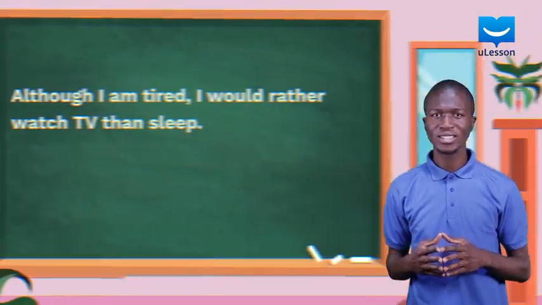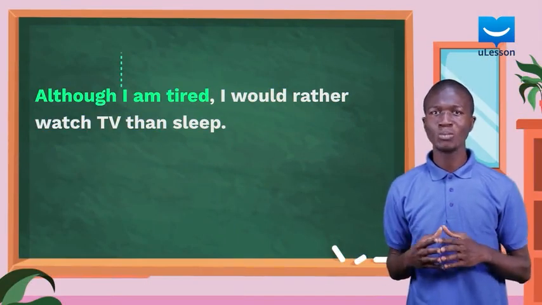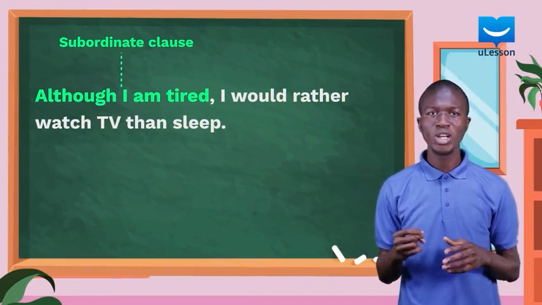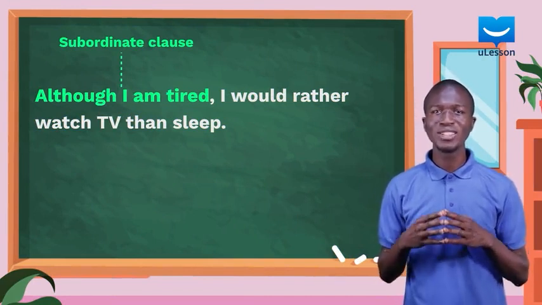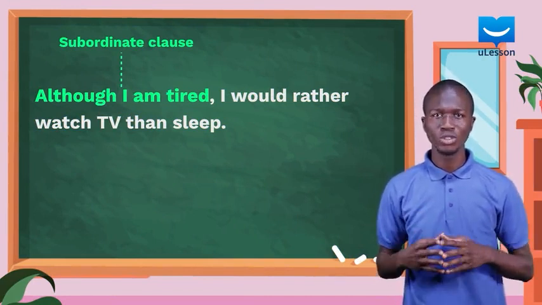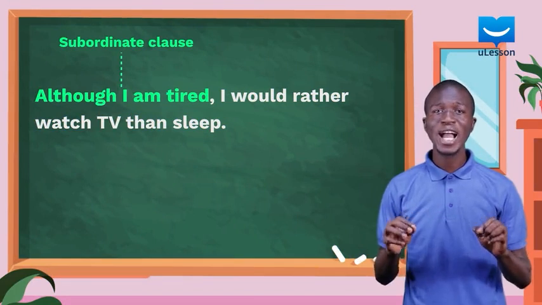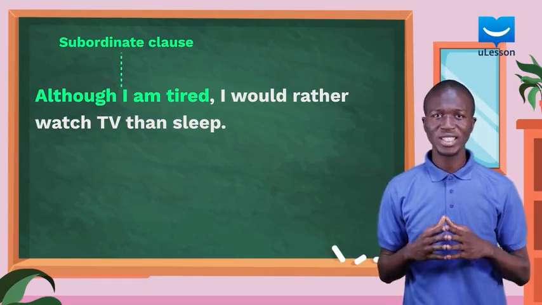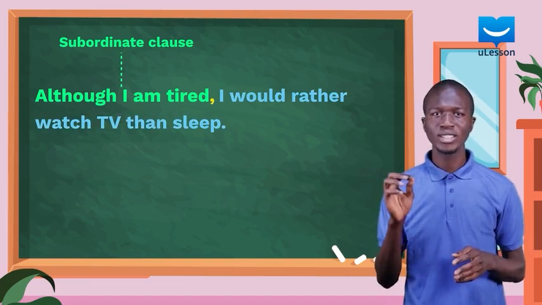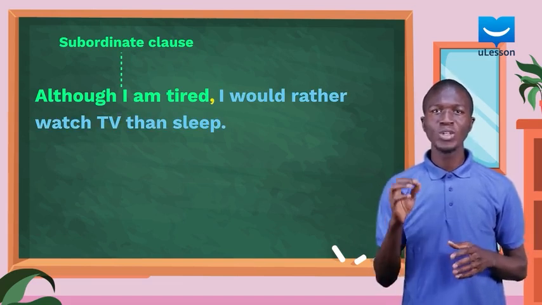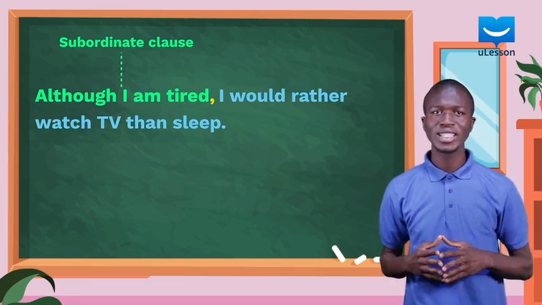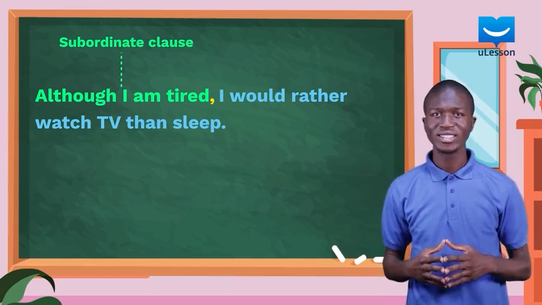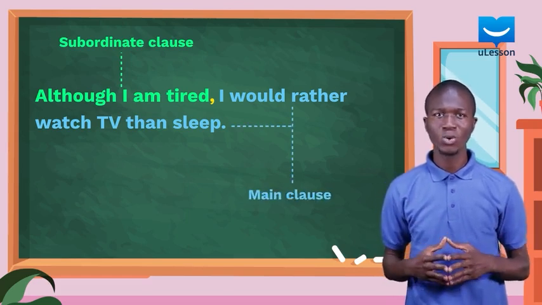In this sentence, although I am tired is the subordinate clause because, 1. It does not express a complete thought, and 2. It does not express the main idea in this sentence. The main idea is in the second part of the sentence, I would rather watch TV than sleep, which expresses a complete thought and can stand on its own as a sentence. It is therefore the main clause.